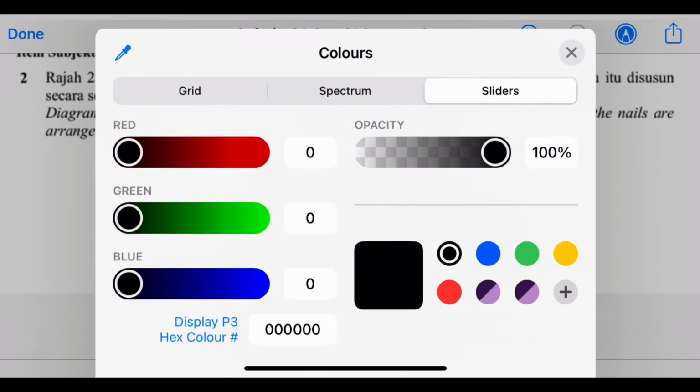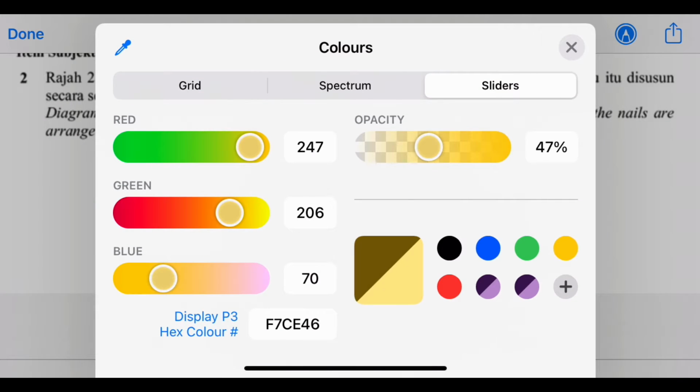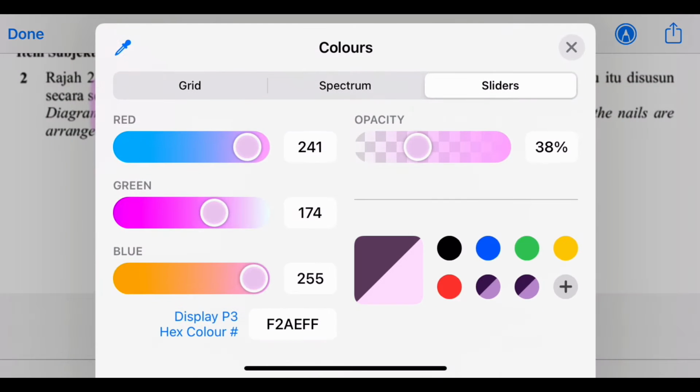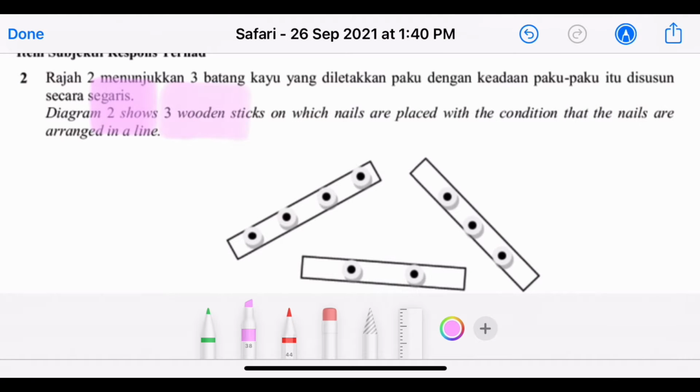Let's discuss question number 2. Diagram 2 shows 3 wooden sticks on which nails are placed, with the condition that nails are arranged in a line. So we have nails in one line, and we have other nails in another line.